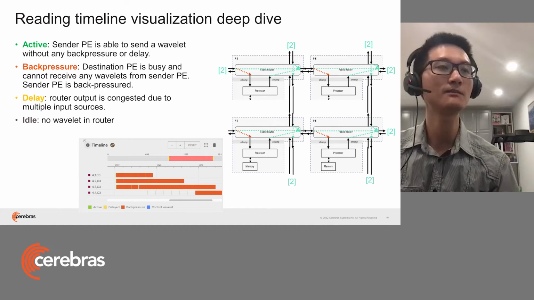Then what you see in the bar here is you have 1 clock cycle of yellow, followed by as many clock cycles of back pressure as it needs for this processor to process that particular wavelet.